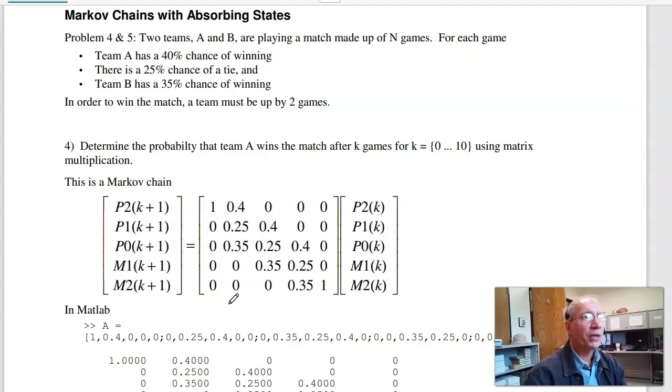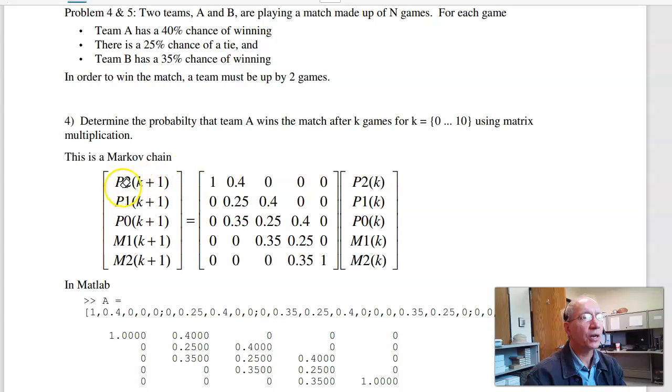Problem 4 and 5, look at absorbing states. Suppose two players are playing n games. For each game, A has a 40% chance of winning, 25% chance of a tie, 35% chance of losing. In order to win the match, you have to be up by 2 games.